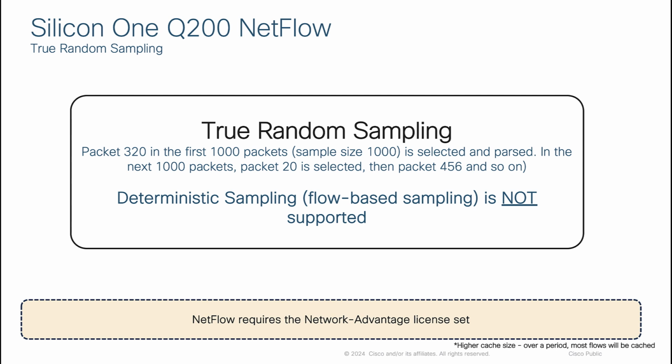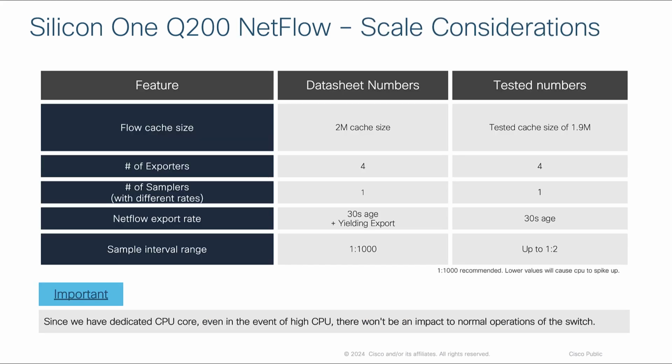And it also uses true random sampling. For example, packet number 320 in the first 1,000 packets, if your packet sampling size is 1,000, is selected and passed. And in the next 1,000 packets, packet number 20 is selected, and then a random packet, something like packet number 456, and so on. Here are some of the NetFlow scales. So we have a dedicated CPU core. In the event of high CPU, there won't be impact to normal operation of the switch because we have a dedicated CPU core in there.